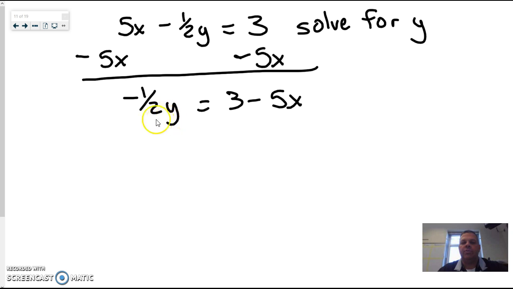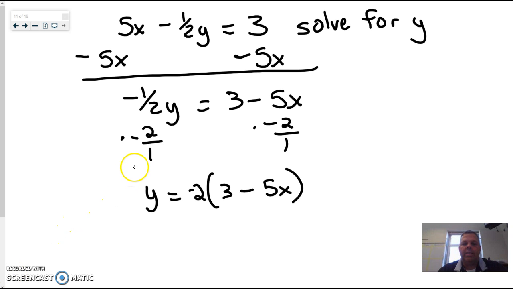This is a multiplication problem, so to undo multiplication, I must divide. When I divide by a fraction, that means I multiply by the reciprocal. As I multiply by negative 2, negative 2 times 1/2 gives me 1y, or y. Multiplying this whole thing by negative 2 means I need parentheses, as you can see.